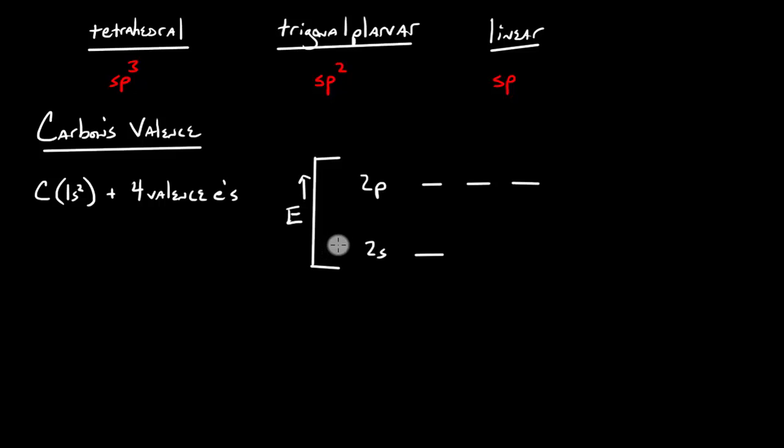And the way that we would fill in these orbitals, if they were just kind of sitting there willing and ready to accept electrons, is we would first put 2 in the 2s orbital, and then that means we have 2 valence electrons left over, so one would go here and one would go here. So this would be the ground state for an atomic orbital for carbon.